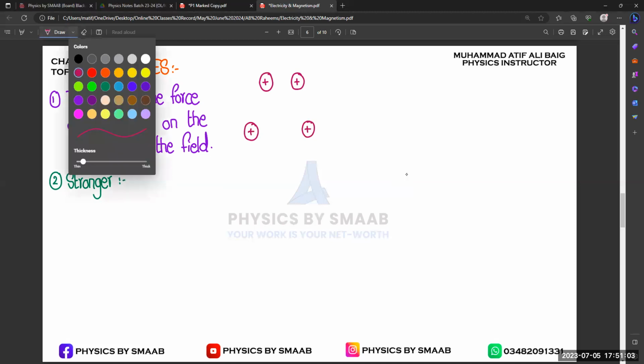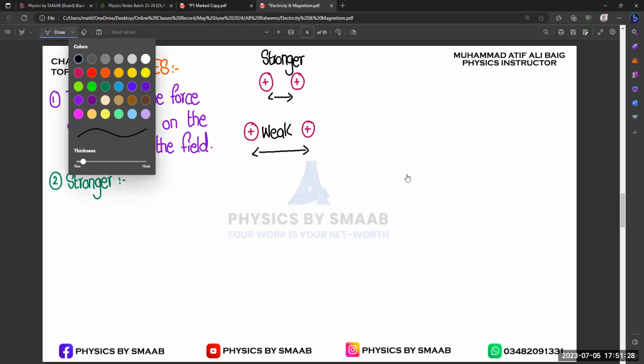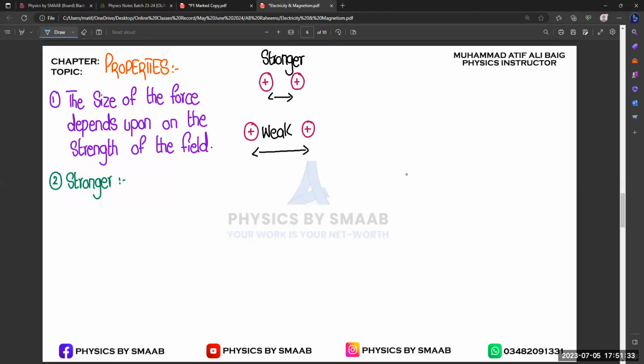So you may easily identify that there will be a stronger field in each, right, because the distance between these charges will decrease. So when the distance between two charges increases, there will be a weaker force, or when the distance between two charges decreases, there will be a stronger force. So when we are talking about a stronger force, it means that distance will decrease.